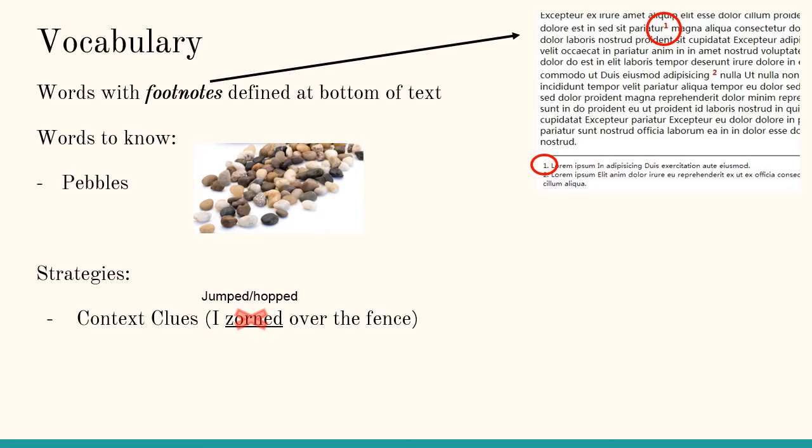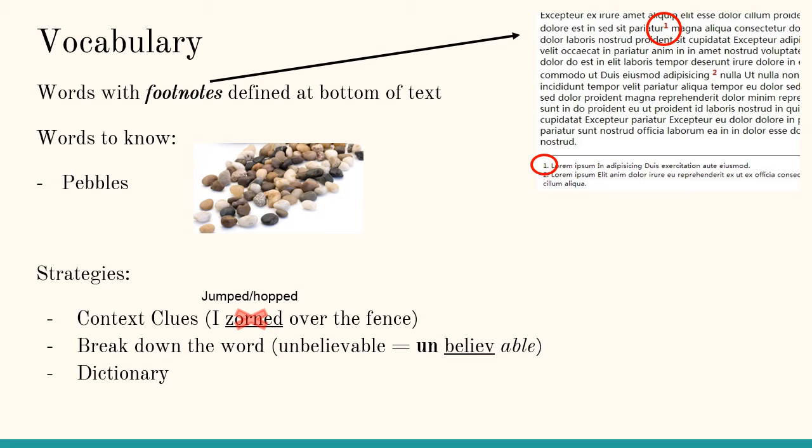Another strategy is to break down the word, right? Words often come in parts, and each part has its own meaning. The example here, unbelievable, the prefix un, which means not, the word believe in the middle, which means to think something is true, and able, which means like you can do something, right? So if you put it all together, not able to believe something, like I can't think that thing is true, then we've put all those puzzle pieces together. And the last tool is your dictionary, right? Either English to English or English to Spanish, whatever you find more helpful.